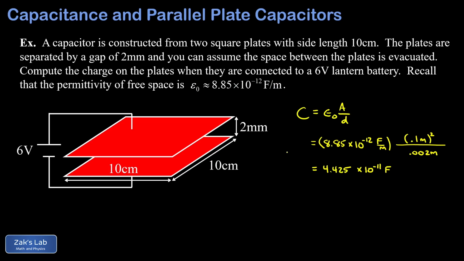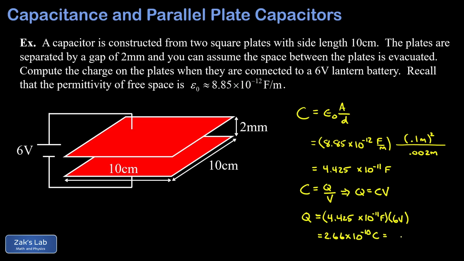Next, we're going to find the charge on the plates by just turning around the basic definition of capacitance. Capacitance is Q over V, and that means the charge stored by a capacitor is Q equals CV. So we take the capacitance from the first part of the problem, and we simply multiply that by the voltage across the plates, which is 6 volts. And we arrive at a stored charge, rounded to 3 significant digits, of 2.66 times 10 to the negative 10 coulombs. Now we could also express this in a more appropriate unit and call it 0.266 nanocoulombs.